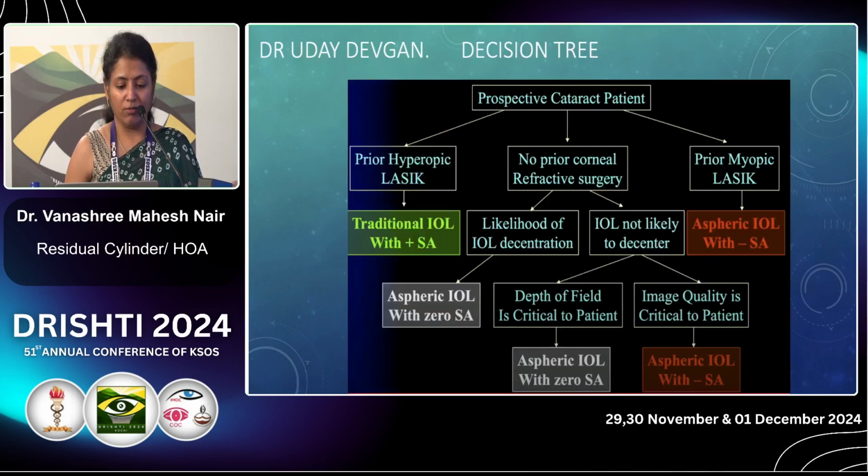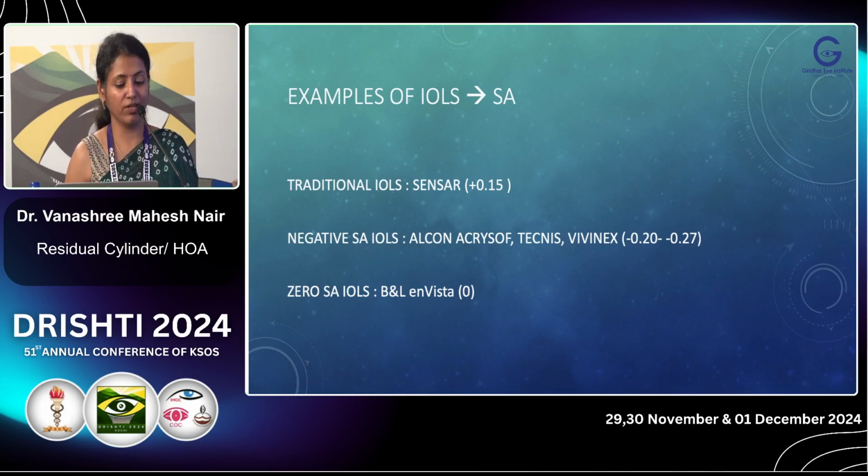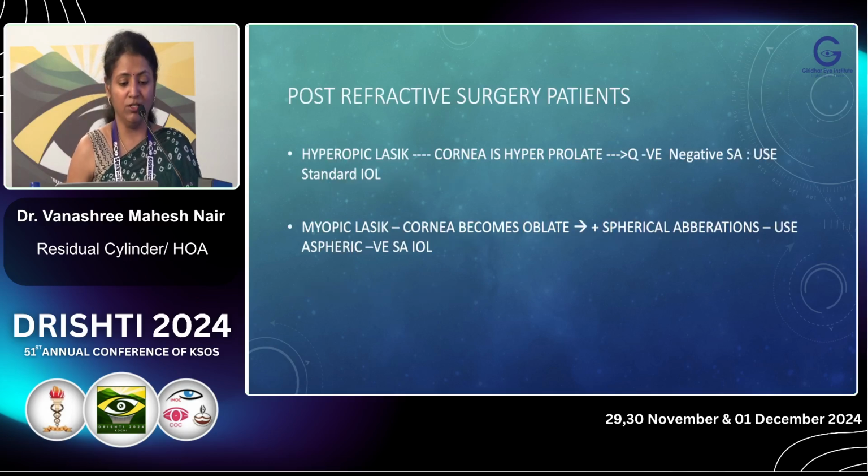Now, some examples I would like to share: the traditional IOLs like the Lensar is actually a positive spherical aberration lens. Our usual modern lenses, that is AcrySof IQ, Tecnis, Vivinex, these are all negative spherical aberration lenses. So what they do actually is they counteract the corneal positive spherical aberration, giving us zero spherical aberration. And zero spherical aberration is Envista. So just a few seconds I'll take.